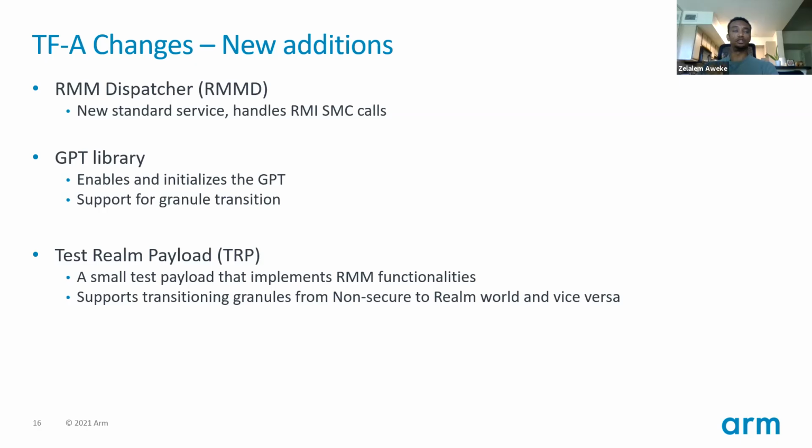We also have a GPT library. Like I mentioned earlier, EL3 manages the GPT. So we have a library that enables and initializes the GPT, and we also have support for granule transitions. Another addition we have is the Test Realm Payload, TRP. This is a small test payload that implements the RMM.